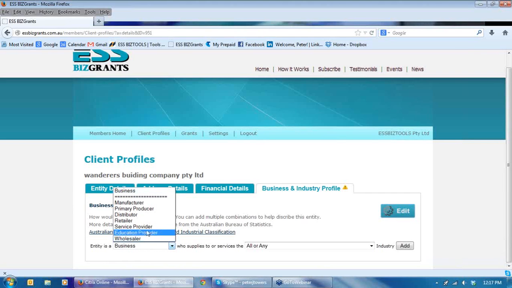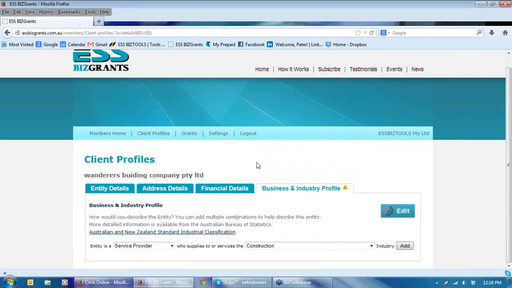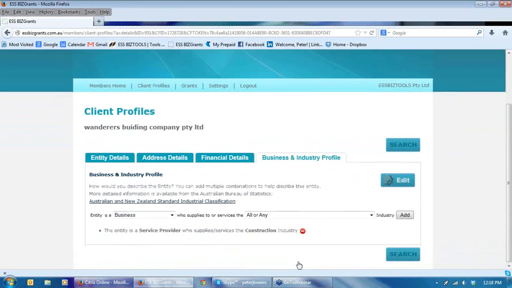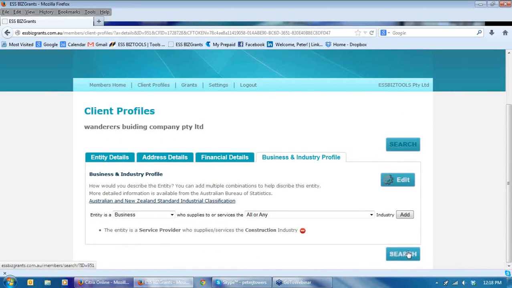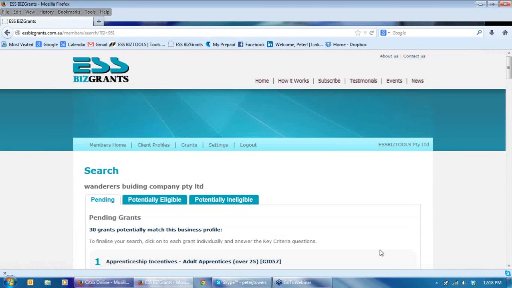This is a builder, so it's going to be under a service provider, and we then need to select industry. You've got these industries, the 17 of them under the Australian New Zealand industrial classifications. We're going to say they're a builder, so they're in the construction industry. We're going to add that to the system. We could have selected another industry if we wanted to, but we've identified that one, and that will do for the purpose of what we need to show today. So that is the basic information you need to enter for your client.